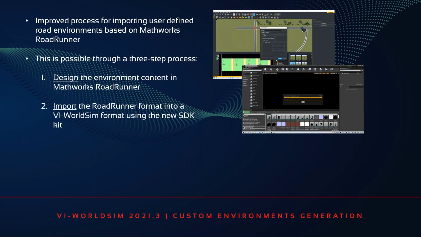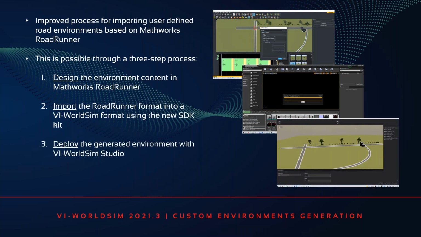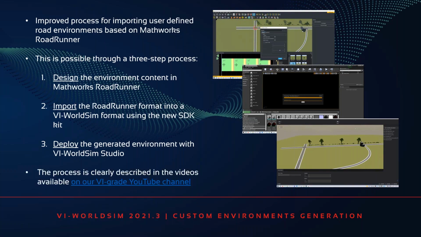Next, you use this new SDK kit to import that Roadrunner format. It reads in that file and generates a WorldSim format file that can then be deployed directly using the WorldSim Studio. We do have videos for each one of these three steps that are more of a tutorial than an introduction, and the processes are described in videos that are also available on our YouTube channel. You can just search for the word Roadrunner and the 3 videos should come up.